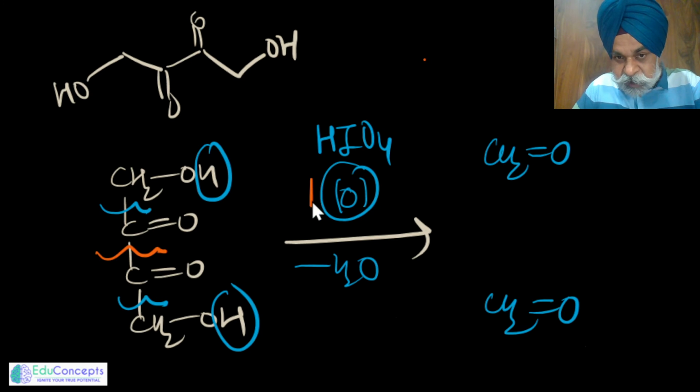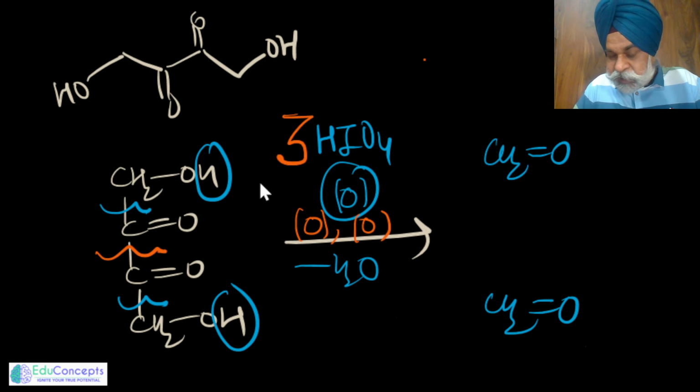How many bonds have you broken? 3 bonds. So one molecule of HIO4 is already used, and now I would take 2 more nascent oxygens. In totality, I used 3 moles of HIO4, and 2 nascent oxygens would come across to the carbonyl group and change this into carbon dioxide. Am I right? So it is perfectly fine.